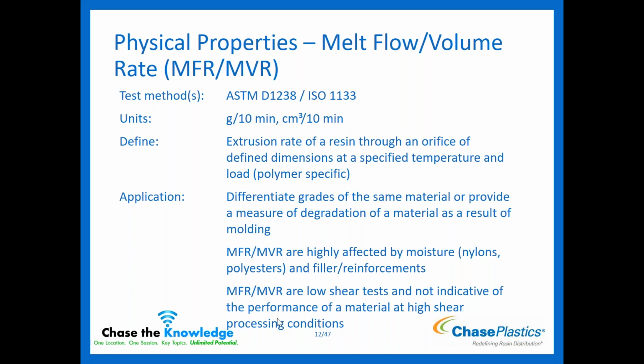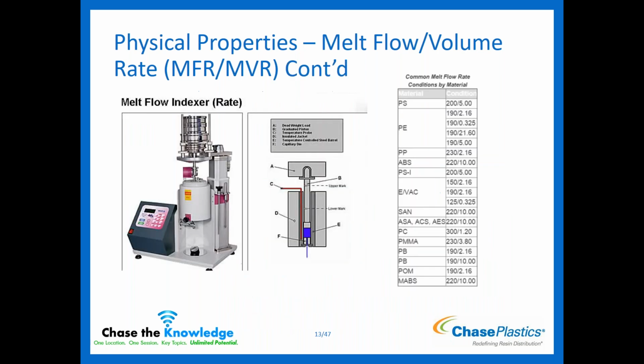It's going to flow a lot easier the more moisture it has, so it's hard to use that as a way to define it. There's other melt testing that can be done for those types of materials, but just note you're not going to find them on the data sheets. So what does that look like?